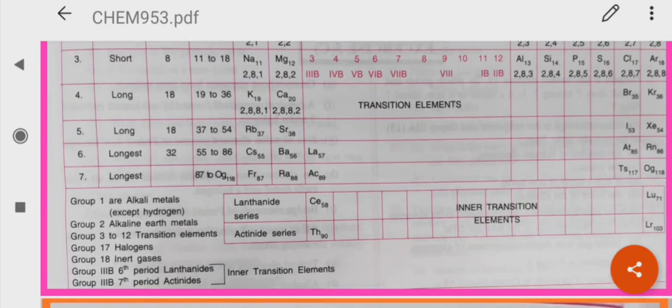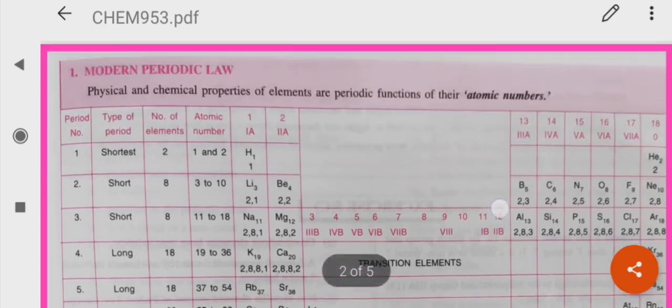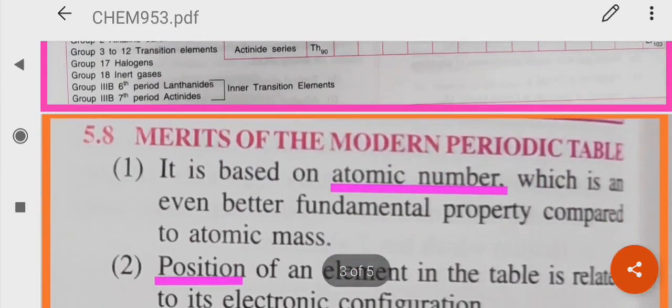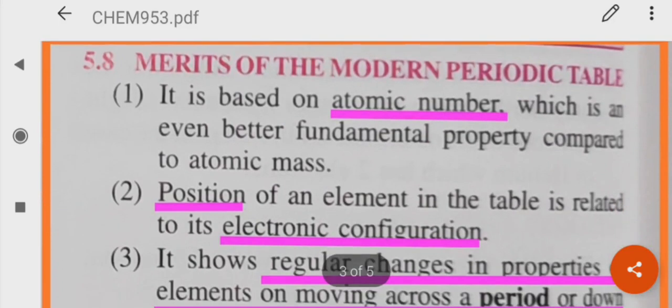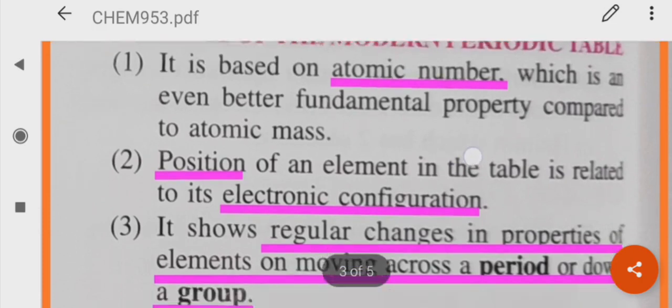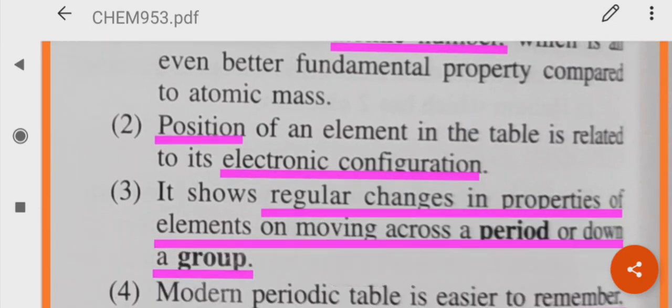And then in the group 3B of the 6th and the 7th period, there are the lanthanide and the actinide series, which are also known as inner transition elements. Now, let us see what is the merit of the modern periodic table. It is based on atomic number, which is a more important fundamental property. Why? Because from the atomic number we get the electronic configuration, from which we get the valence electrons, and the chemical properties depend upon the valence electrons. So, the position of an element in the table is related to its electronic configuration.